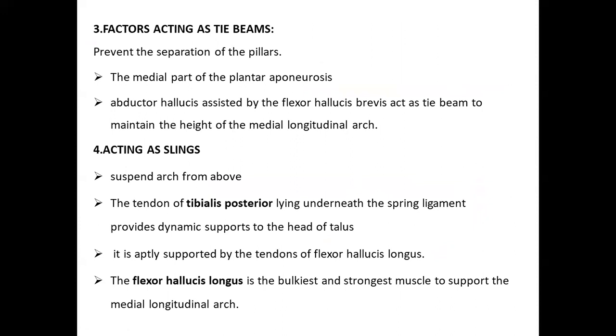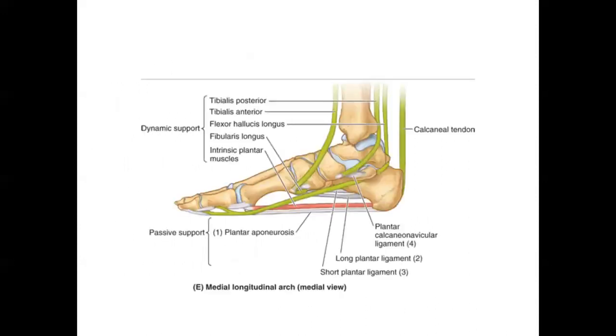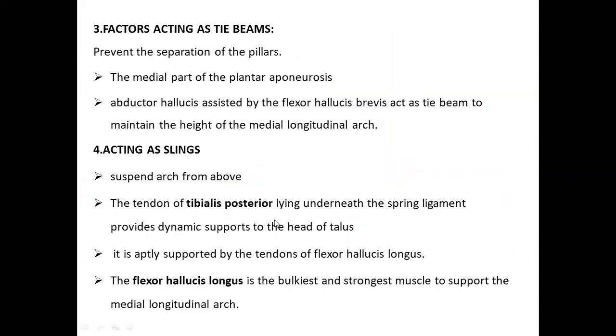Then we have some factors that act as tie beams. That is, they prevent the separation of the two pillars. What are these? The medial part of the plantar aponeurosis and abductor hallucis, along with the flexor hallucis brevis muscle. The plantar aponeurosis and two muscles of the sole keep the anterior and the posterior pillar at a distance from one another.